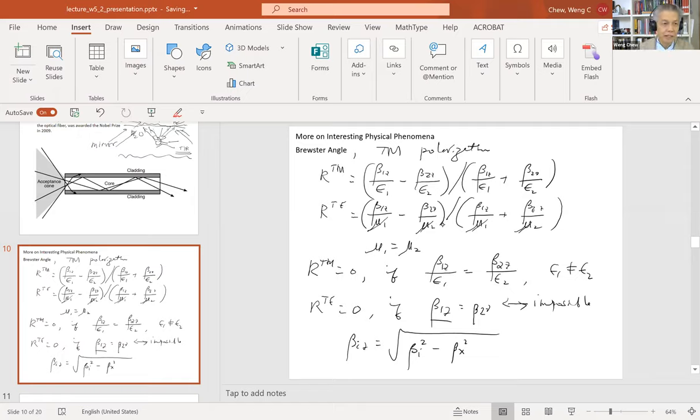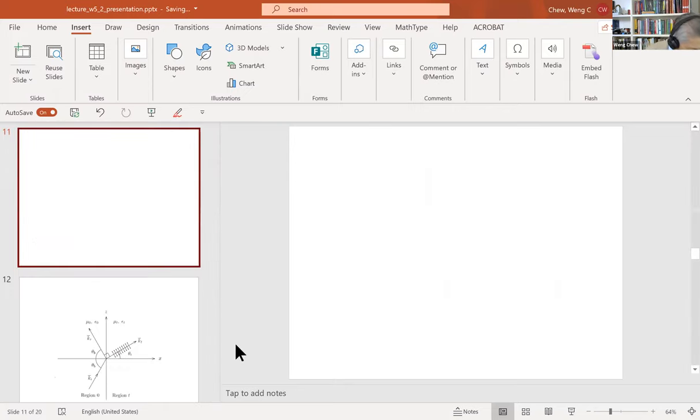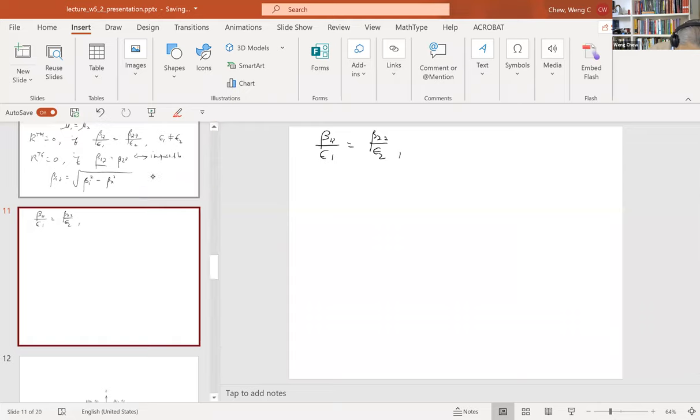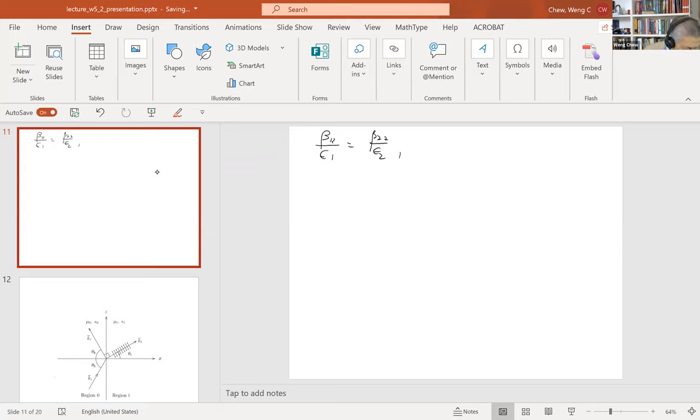So that gives us an opportunity for something called the Brewster angle, when these two numbers are equal to each other. You can work out the criterion for that quite easily. The criterion would be that beta 1z over epsilon 1 equals beta 2z over epsilon 2. Then you can use the fact that, as I mentioned before, beta iz is given by this. You can square that equation and solve for your beta x.